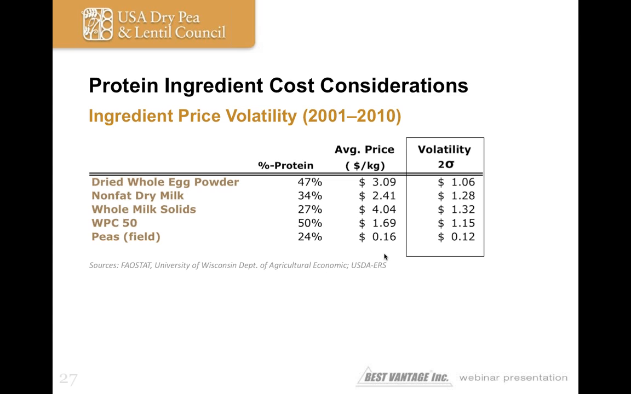The volatility goes up for non-fat dry milk, to more than 50% of the average price per kilogram for milk, and so on down until we get to field peas. And if we look at field peas, we see that the volatility for field peas is measured in cents, whereas the volatility for others is in dollars. The meaning of this is that when you incorporate pulses into products, the price of pulses may go up or may go down, but the impact on the cost of the ingredients in your food product is going to be minimized.